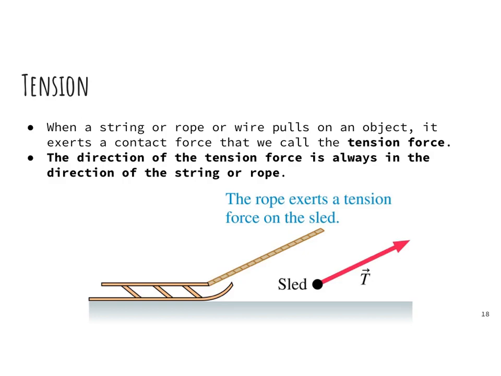Anytime I have something that's attached by a string or a rope or whatever, if it's pulling on an object, it is a contact force pulling on that object, and we refer to that as the tension force. The direction of the tension force is always in the direction of the string or the rope, compared to the spring force, which always opposes the stretching or compressing, which we'll talk about more later.